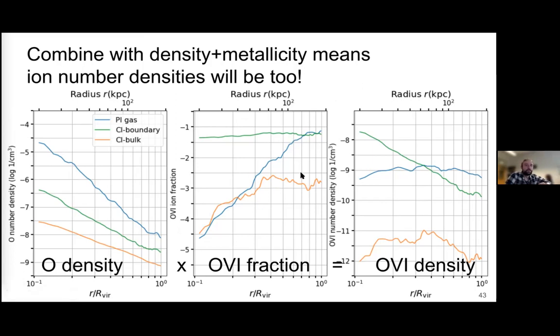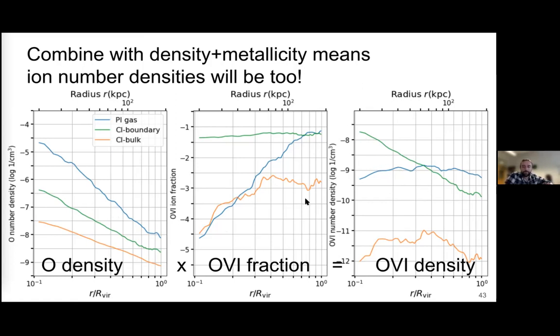There are two things that I want to bring your attention to, and this is maybe where I'll stop the talk. First, since the interface gas is collisionally ionized, it is flat in ion fraction. So this flat green line combines with this increasing green line to give you a collisionally ionized gas, which surpasses the photoionized gas at about 0.2 R_vir.